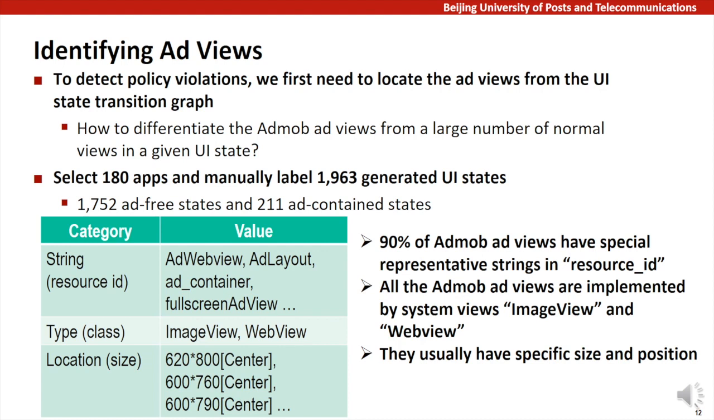For apps that have no explicit string features due to full obfuscation, we use a heuristic detection method based on the type and the position of the view. For example, we found that all the AdMob ad views are implemented by system views, image view, and web view, and these views usually have a specific size and position. So we use these features to help us identify the ad views.